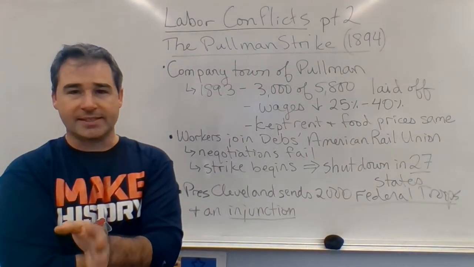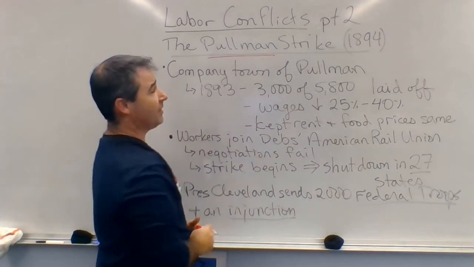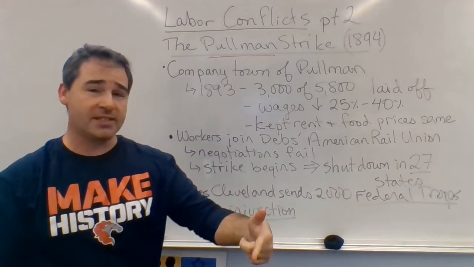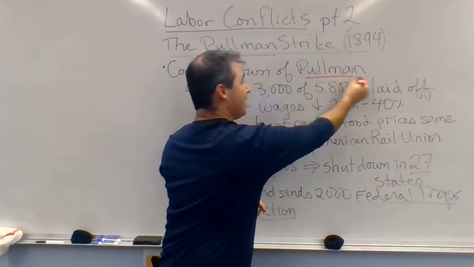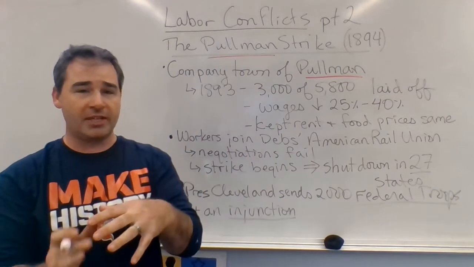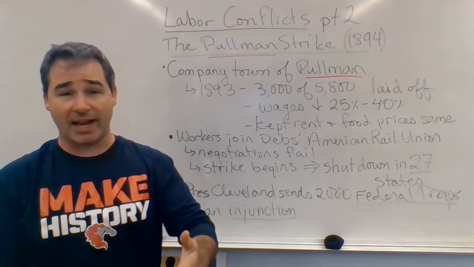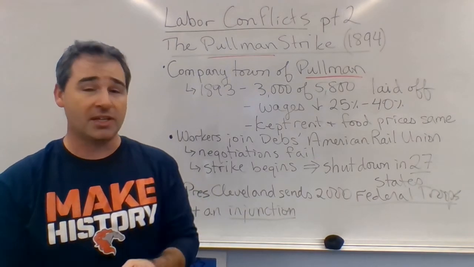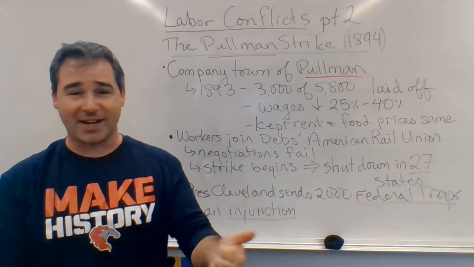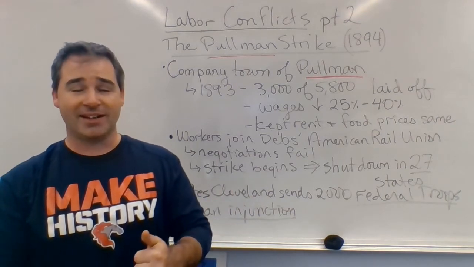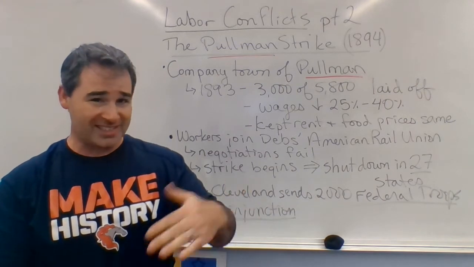All right, one last example of the labor conflicts, and that's the Pullman strike in 1894, 2 years after the Homestead strike. This is going to take place in the company town of Pullman. Now, a company town is where the company controls everything. In fact, oftentimes the workers didn't get paid in cash. They got paid in company dollars. And they had to live in the company home where the company charged rent. They had to pay the company store to buy food. So the company set all the prices.